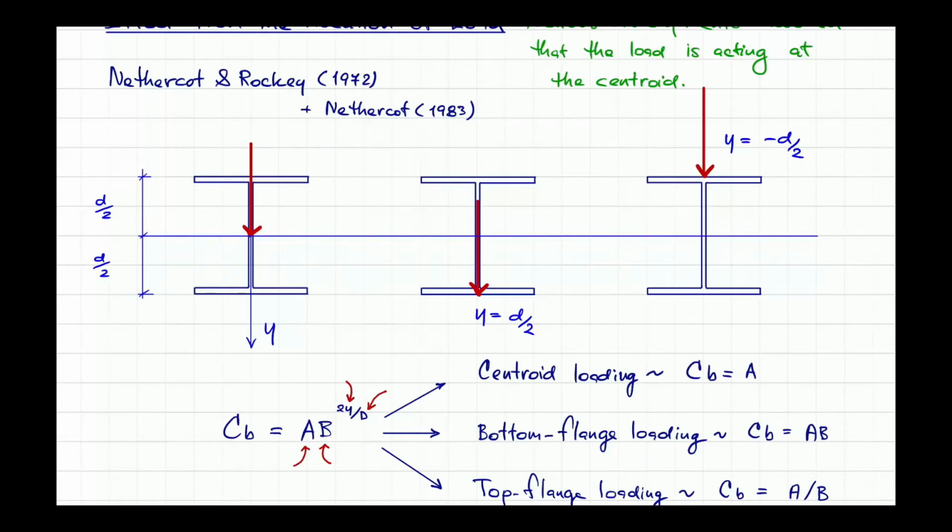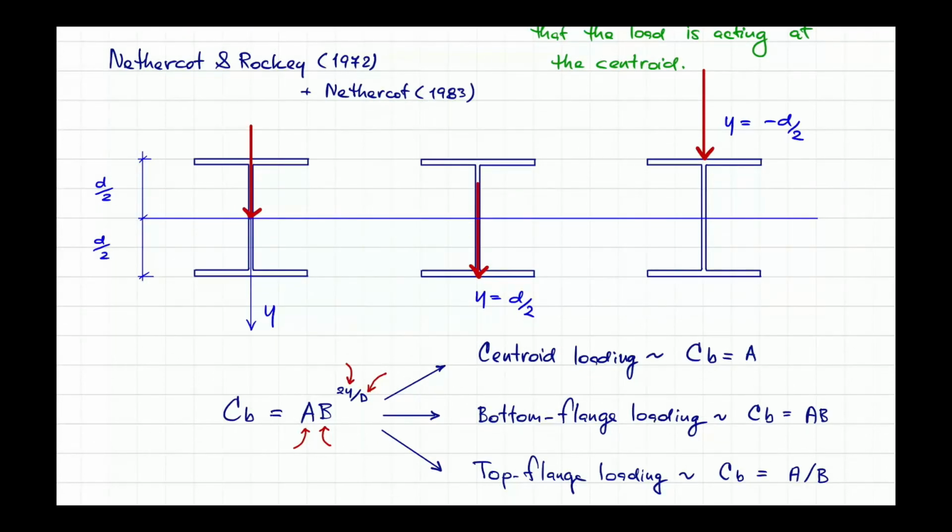So at the centroid, Y is 0. You substitute 0 in here, you get 0 there. Then the B to the power of 0 turns out to be 1. So CB will be equal to just A only, if you apply load right at the centroid.